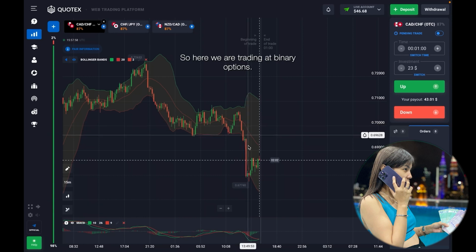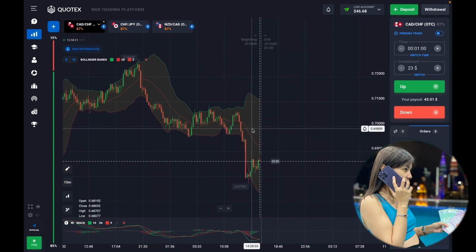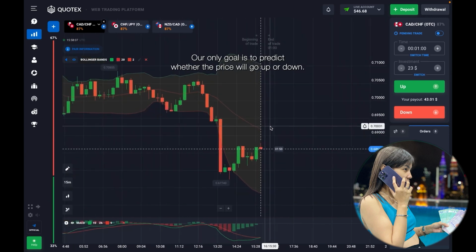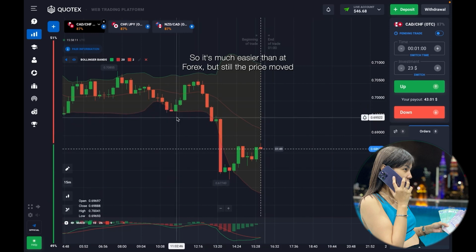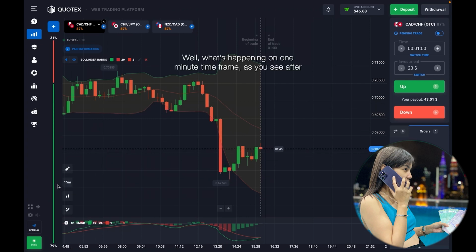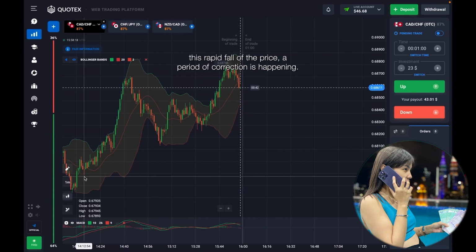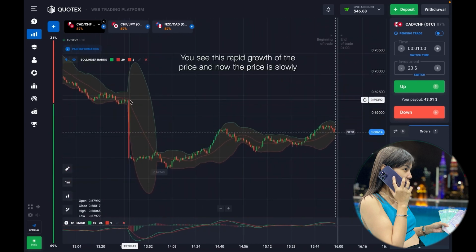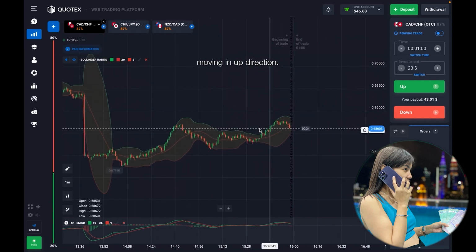So here we're trading at binary options. Our only goal is to predict whether the price will go up or down. It's much cheaper than at forex, but still the price moved lower after the price has broken this level. So well, what's happening on 1 minute time frame? As you see, after this rapid fall of the price, a period of correction is happening. And you see this rapid graph of the price, and now the price is slowly moving in up direction.